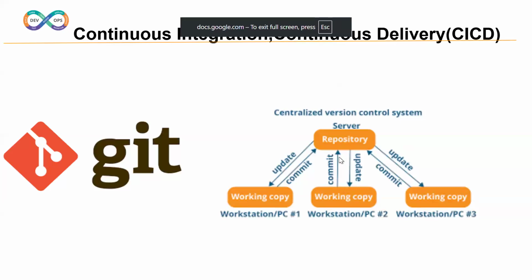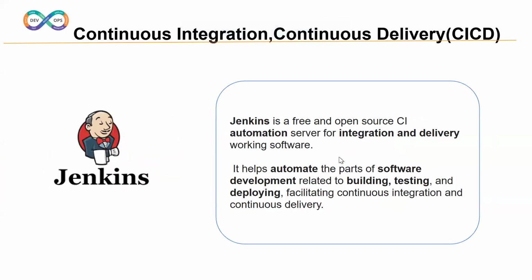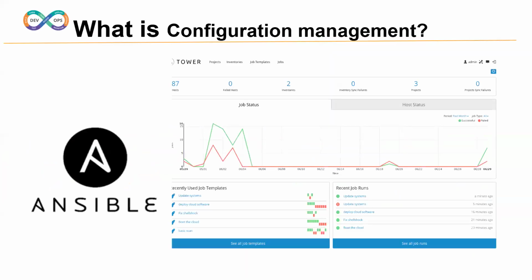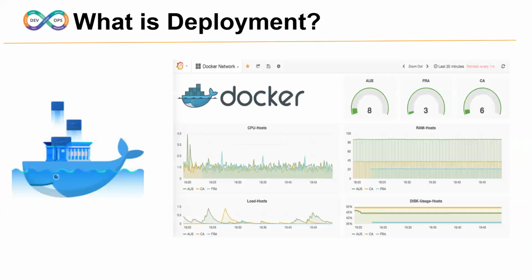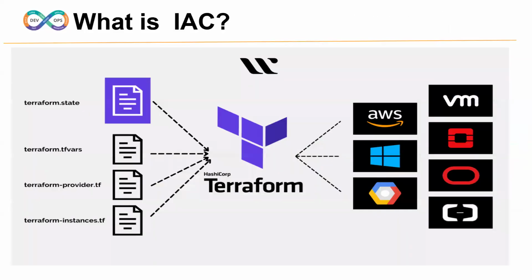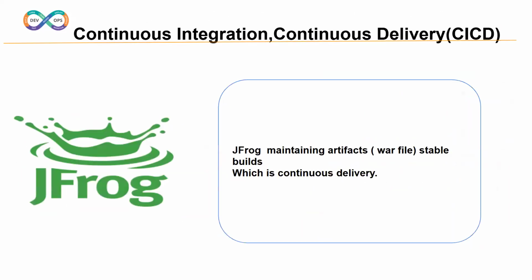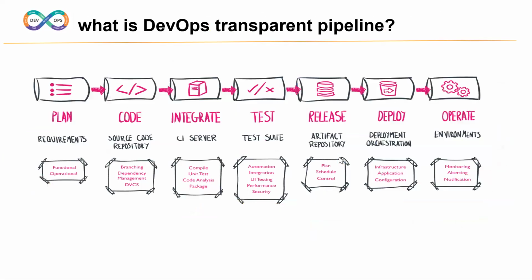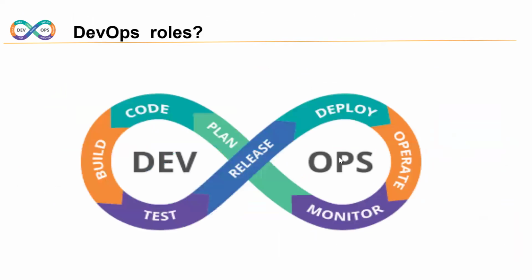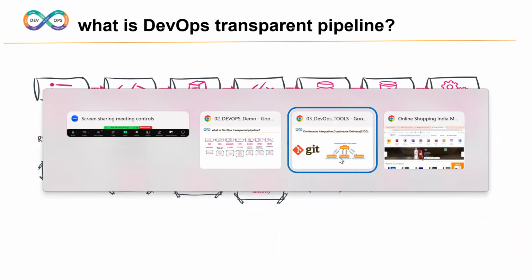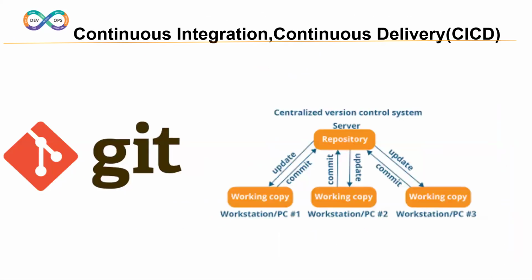The tools we are going to learn: Git, Maven, Jenkins, JFrog, SonarQube, Ansible, AWS, Docker, Kubernetes, ELK (Elasticsearch, Logstash, Kibana), and Terraform. These are all the tools we are going to learn for implementing our DevOps transparent pipeline. Let us try to understand each and every tool one by one, please.